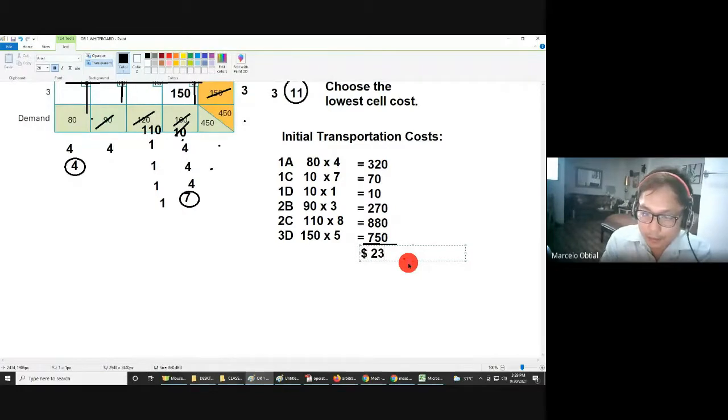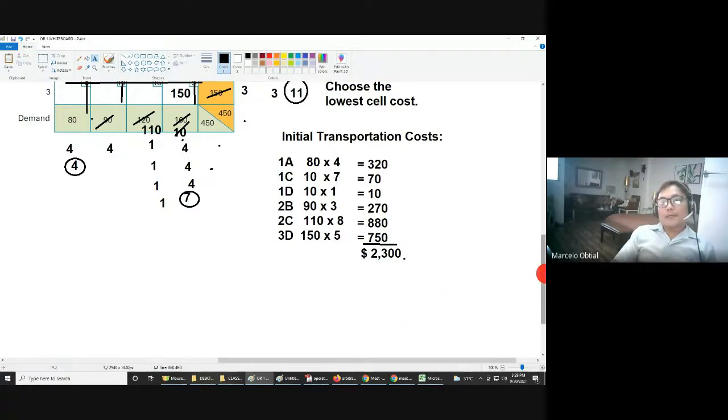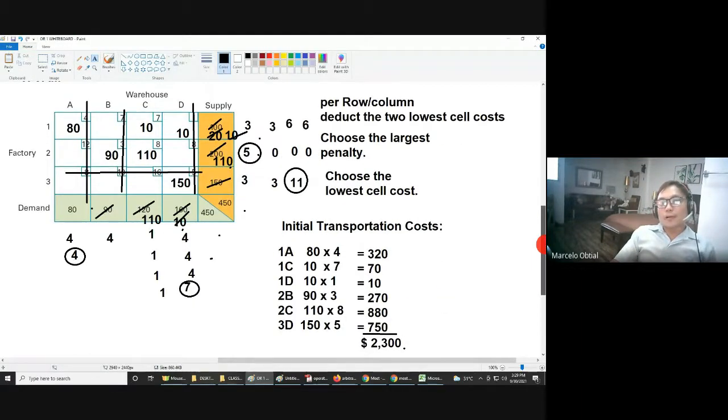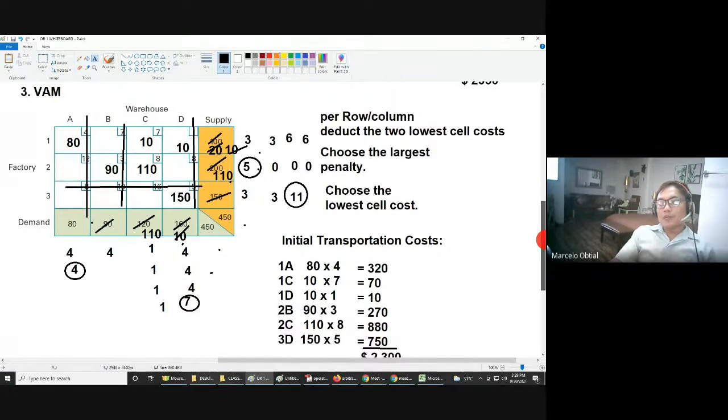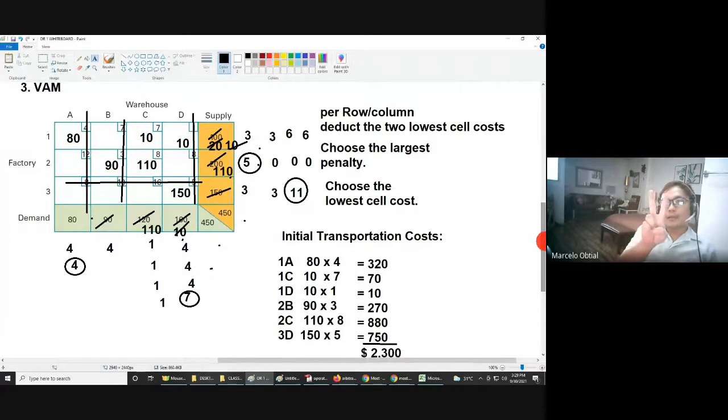2,300. For sa mga authors class, okay, it's not true at all times. Yung VAM daw, yung mas close doon sa optimal solution. That's the claim. But not at all times yun yung situation. But most of the time, no? Yung VAM daw.